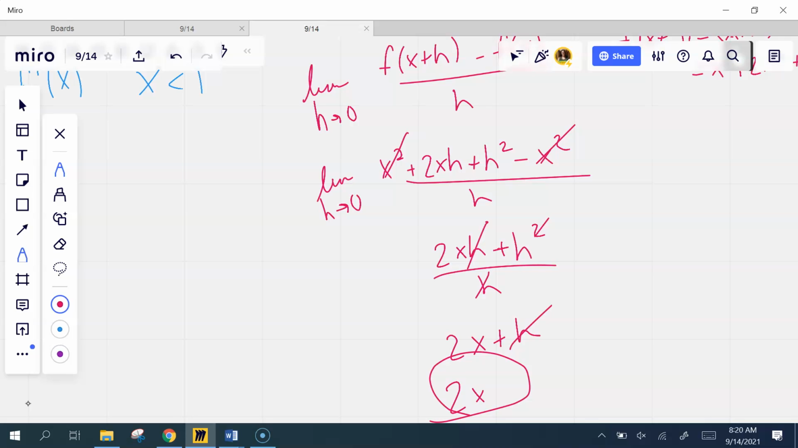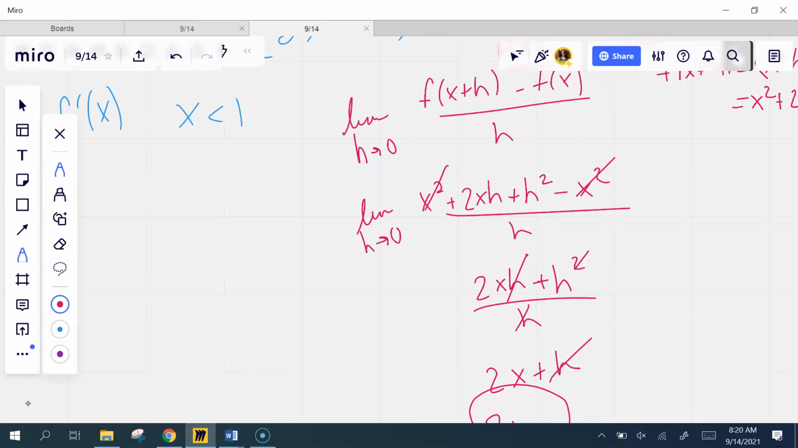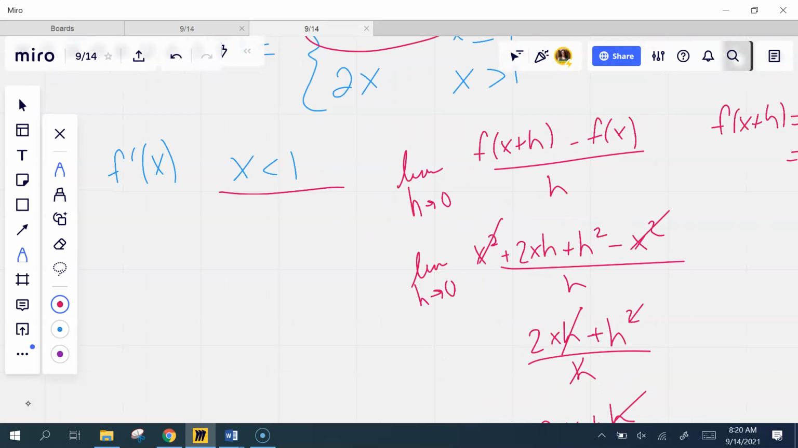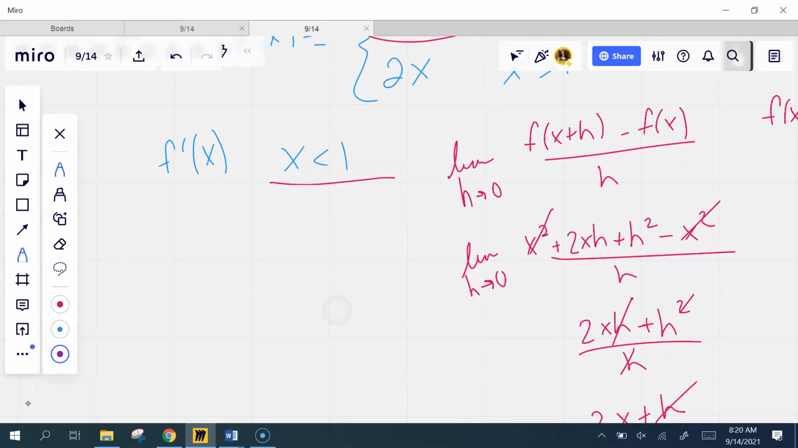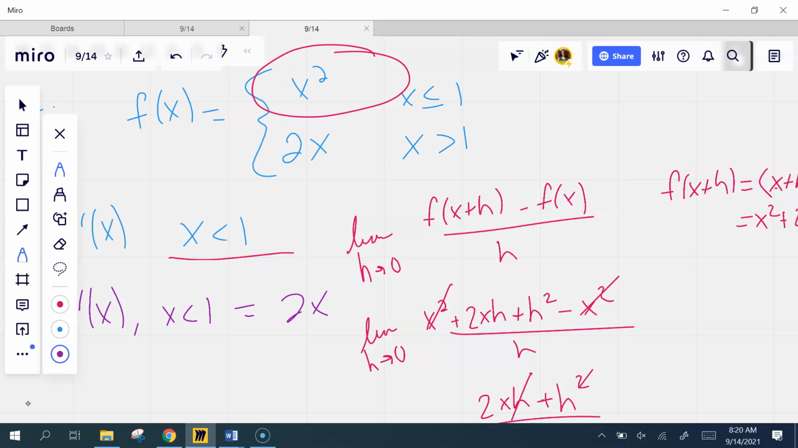Okay, that makes sense to me. But what about the bottom? How is the answer 2x? Well, it said when x is less than 1. So part B asks you for the derivative when x is bigger than 1. Yeah, f prime of x when x is less than 1 is 2x.